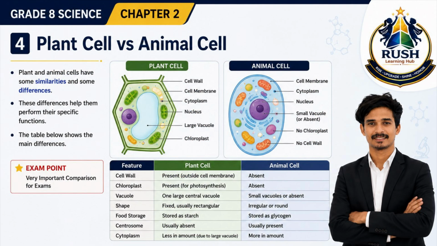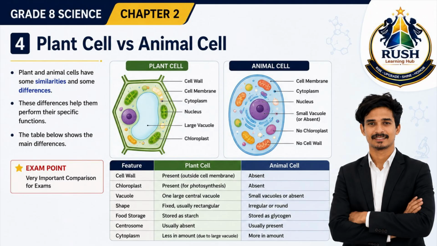Plant cell versus animal cell. Plant cells and animal cells have several similarities, but they also show important differences. Plant cells possess a rigid cell wall outside the cell membrane, which provides support and protection. Animal cells do not have a cell wall. Plant cells contain chloroplasts, which help in photosynthesis and food production. Chloroplasts are absent in animal cells.